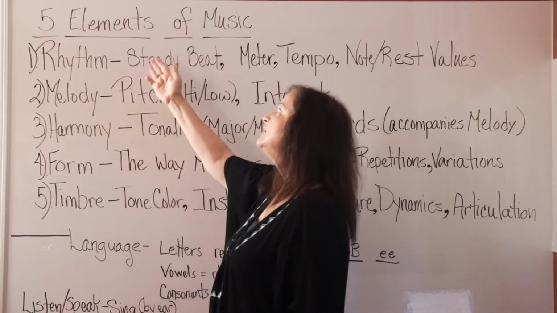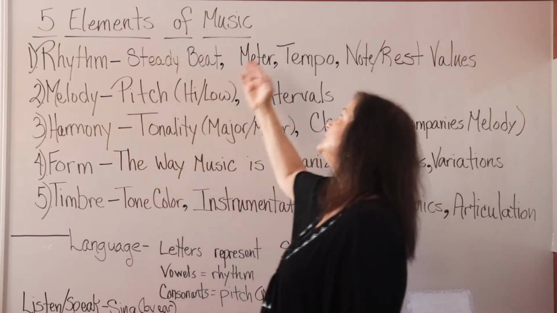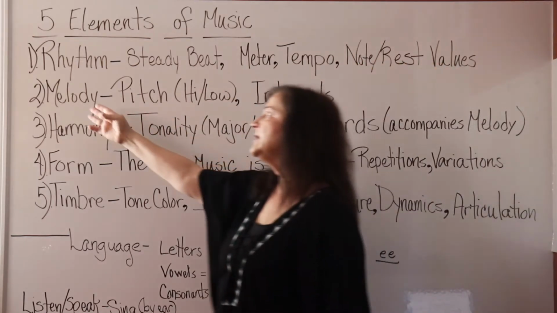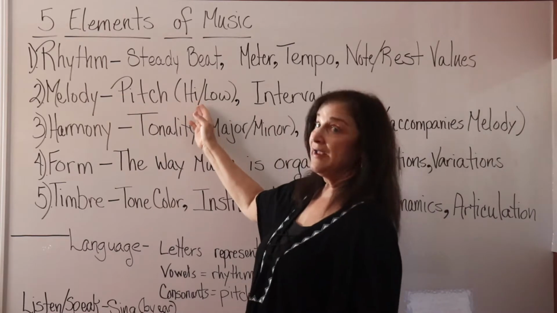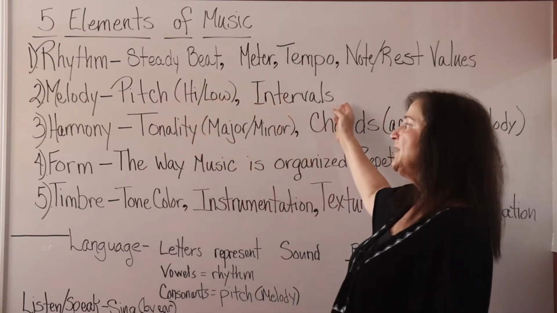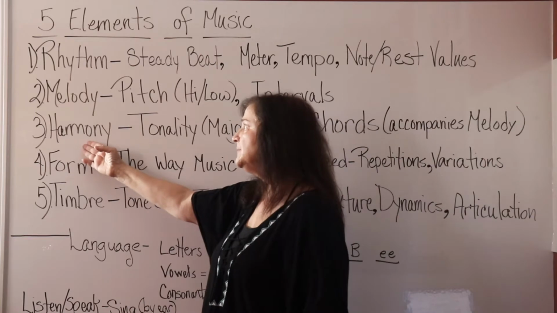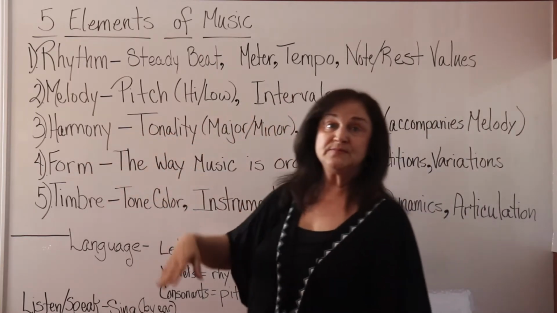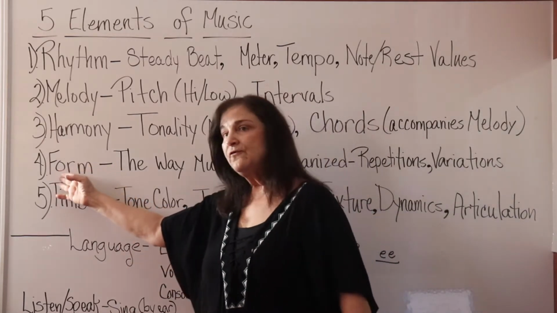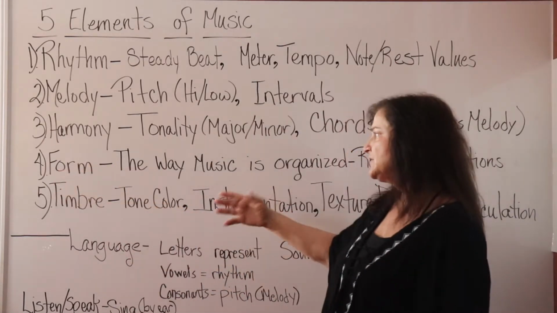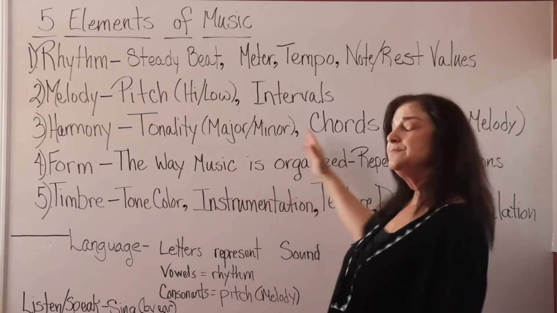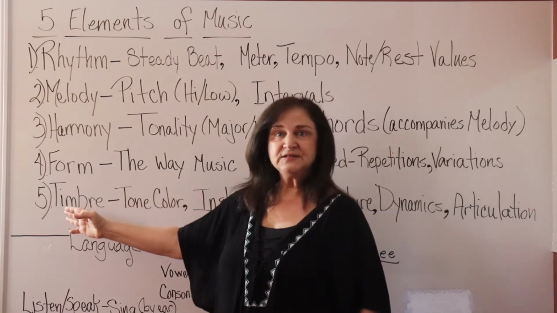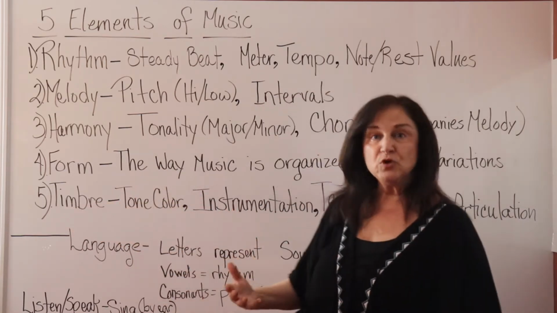Rhythm, basically, we're going to be working with steady beat, meter, tempo, note, and rest values. In melody, we're going to be working with pitch, high and low, and intervals, the space between notes. Harmony, the tonality, major to minor, chords, and it accompanies melody. Fourth, form. This is the way music is organized. It has an order, has repetitions, has variations to it. And then last, timbre. This was what makes it musical.